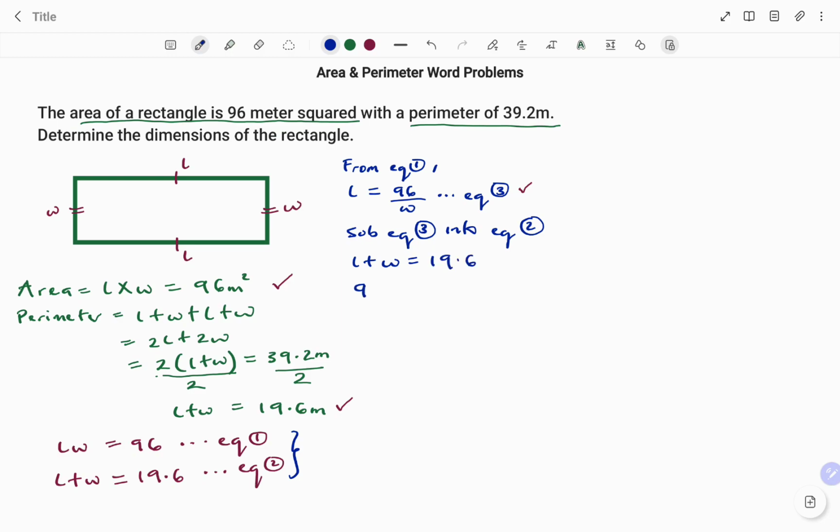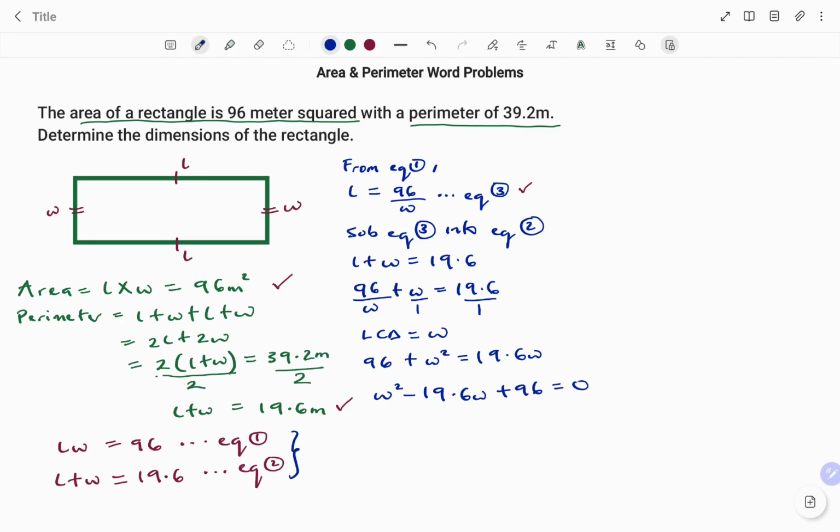Replacing my L, I have 96 over W plus width equals 19.6. To make it a linear equation, I'm going to multiply through by the LCD. That's over 1 is over 1. Lowest common denominator is W. So multiplying each term by the W, I have 96 plus W squared equals 19.6 W. Moving all the terms to one side, I have W squared minus 19.6 W plus 96 equals 0.